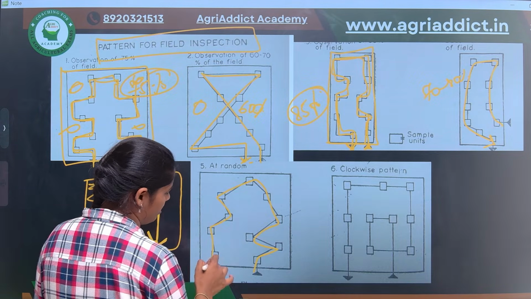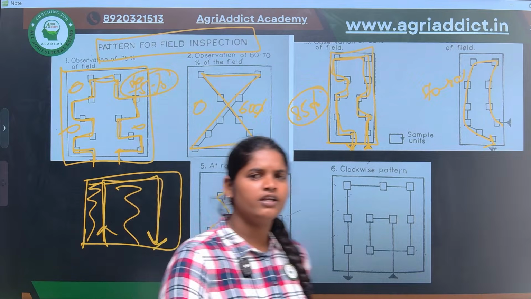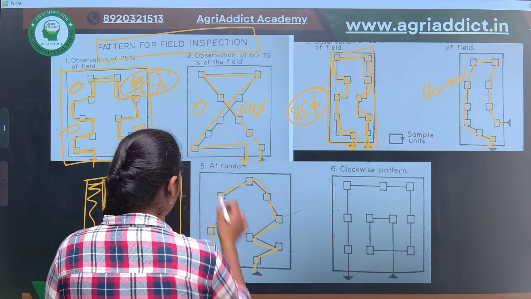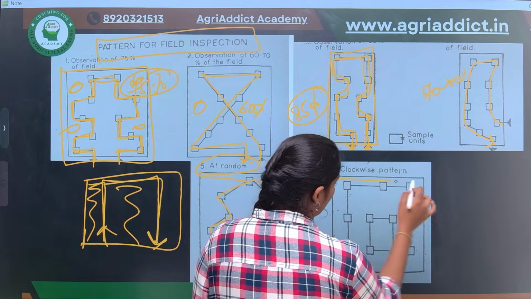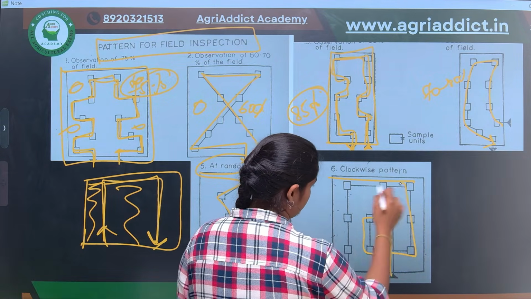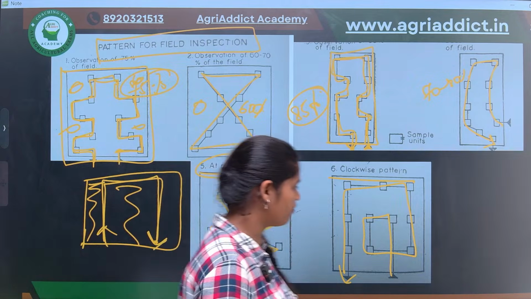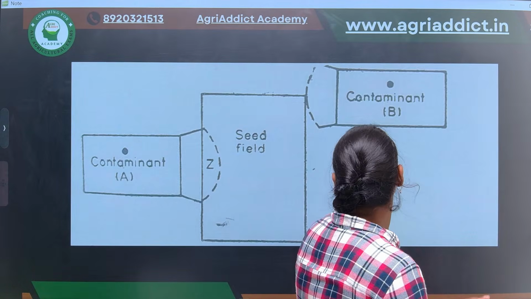He can also go at random, with no pattern. He can walk in the field and just observe whether there are any impurities, off-types and so on. And there is the clockwise pattern. These are the different patterns of inspection.